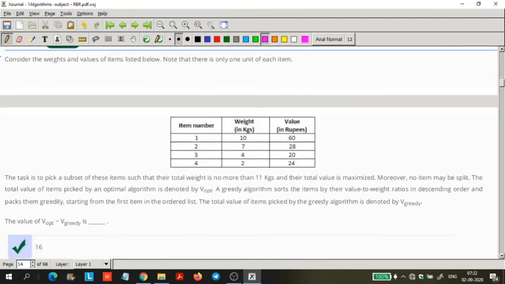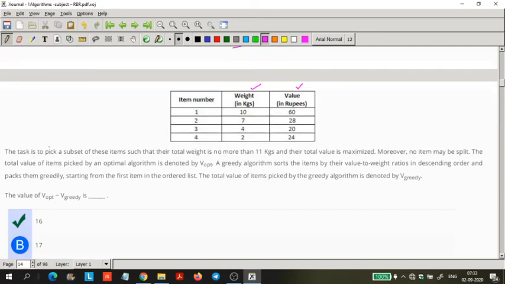Consider the weights and the values of the items listed below. These are the given weights, and the values of the items are listed below. Note that there is only one unit of each item.